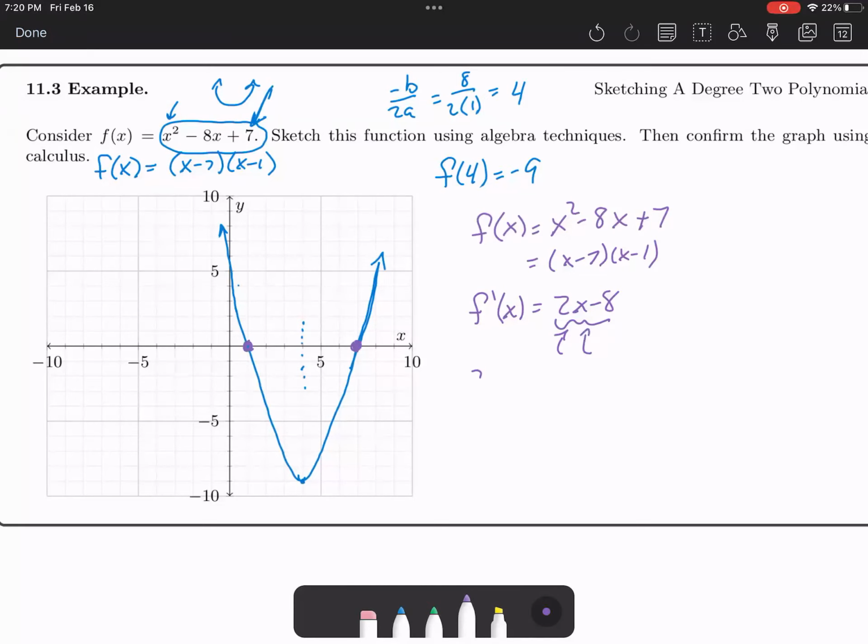And we can figure out when it's going to be 0 or when we're going to have a horizontal tangent line by solving for x. And we find that it's equal to 4. So we got the exact same thing up here. We knew that the minimum down here was going to happen when x was equal to 4. Momentarily, we have a horizontal tangent line.